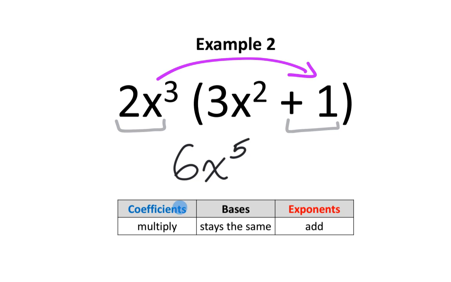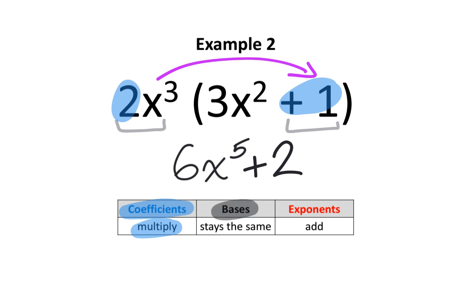Next, we'll want to take a look at the coefficients. This term has a coefficient of positive 2, and this term has a coefficient of positive 1. We want to multiply coefficients. Therefore, positive 2 multiplied by positive 1 gives you positive 2, and you should add in a positive sign or plus sign over there. Next, take a look at the bases. This term has a base of x, while this term has no base. But bases stay the same, so that base of x is going to stay the same.